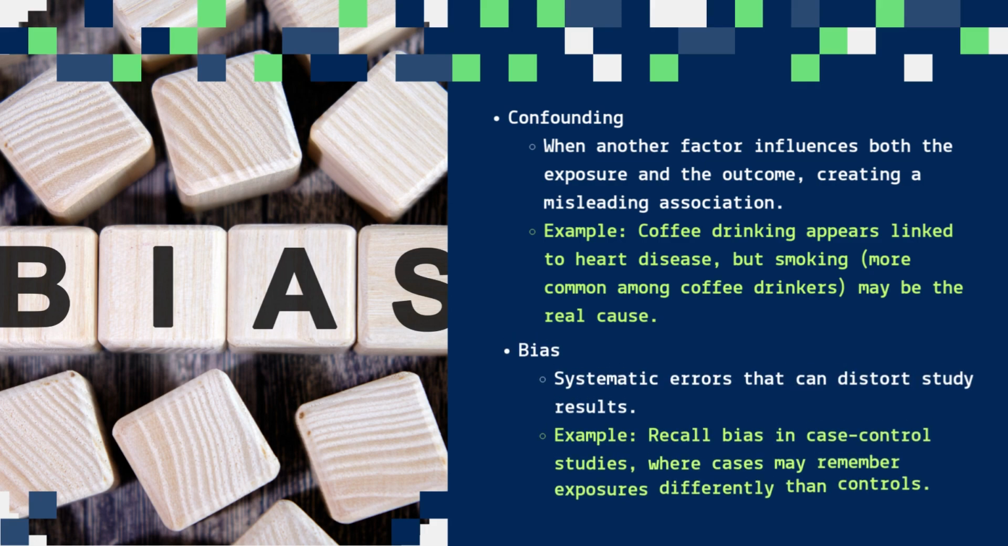This is where we must always be cautious of bias. Bias is any systematic error that distorts the truth of a study's findings. For instance, in case-control studies, patients with a disease may remember their exposures differently from healthy controls. That's called recall bias.